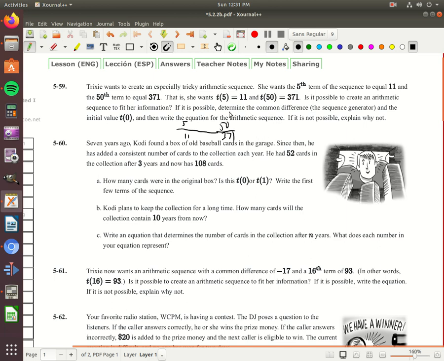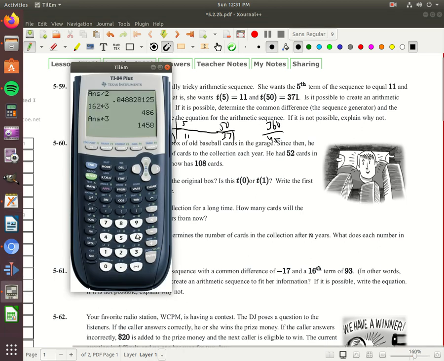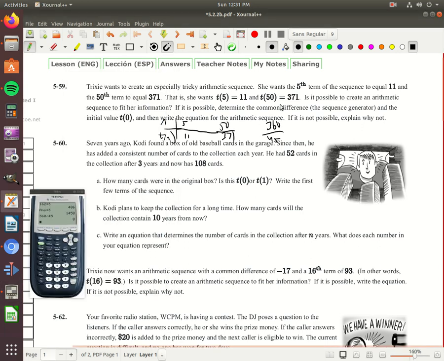Again, here's our n and it's our t of n. So instead of change in y over x, it'll be change of t of n, which is 360 over change in n, which is 45. So if I divide 360 by 45, I think I'm going to get 8, but let's double check that. So 360 divided by 45, we do get 8.